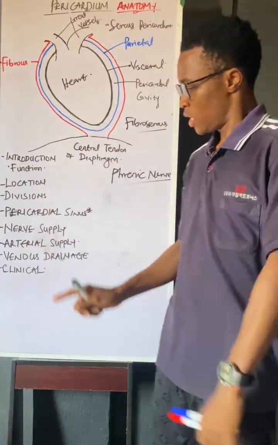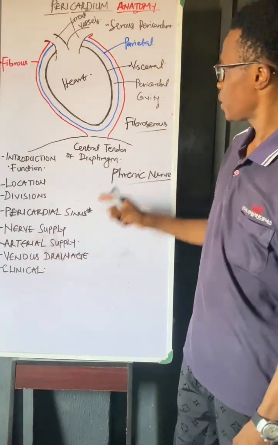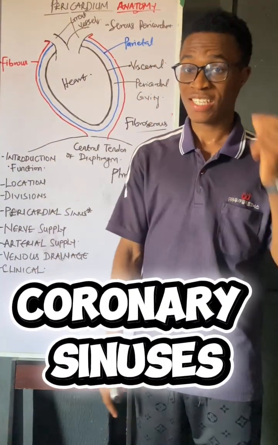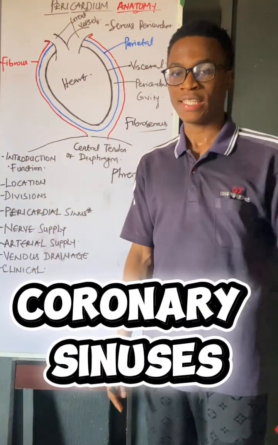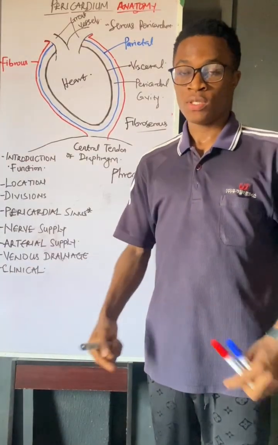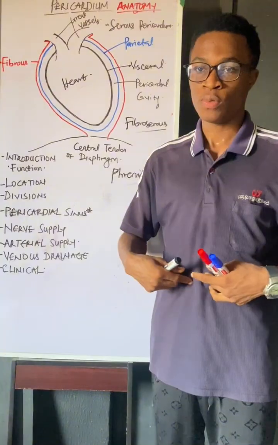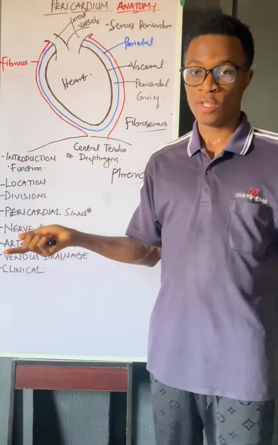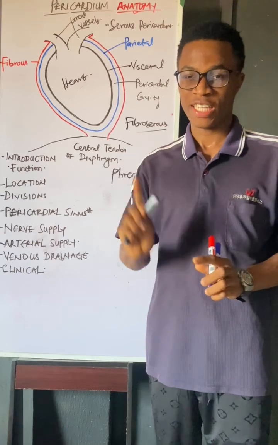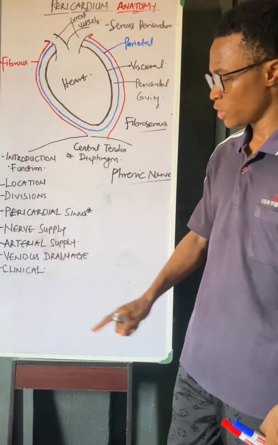Internal thoracic vein. Then the venous drainage of the viscera will be draining into what we refer to as coronary sinuses, which I said that it is developing inside the womb. It is developing from the womb due to embryological development. That is how it develops. But I'll talk about it in the next video. Then last but not the least is the clinical.